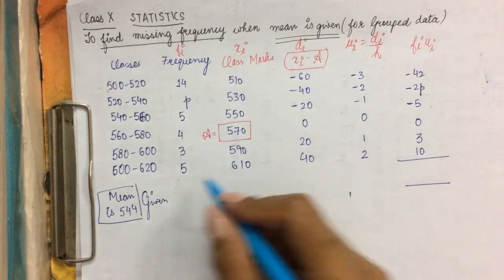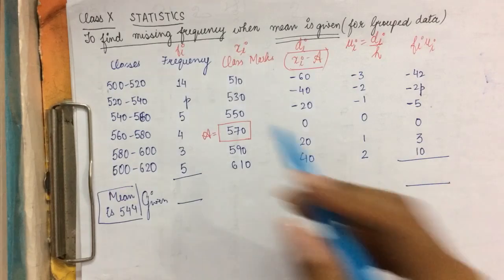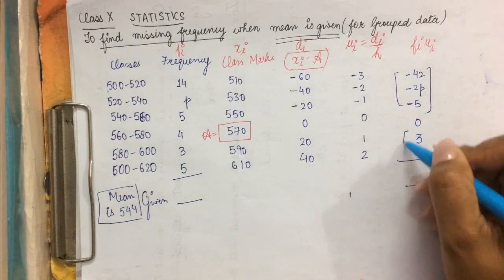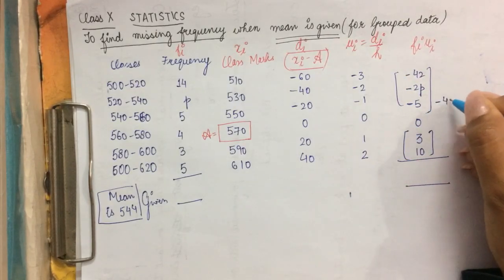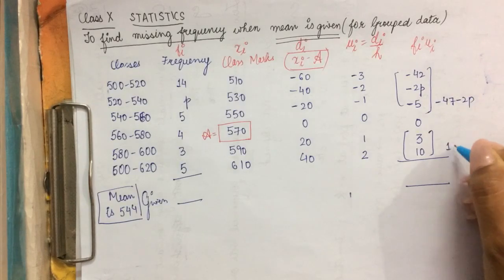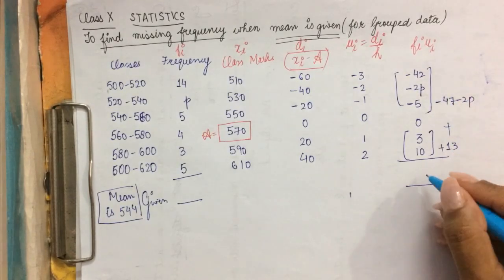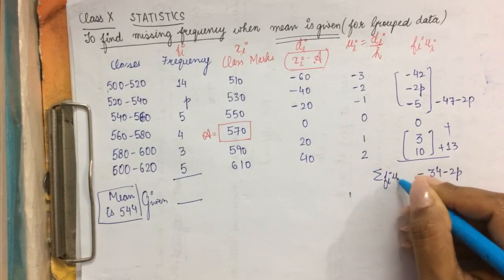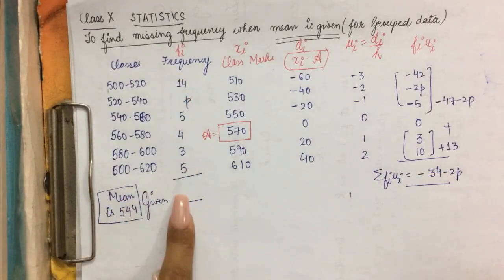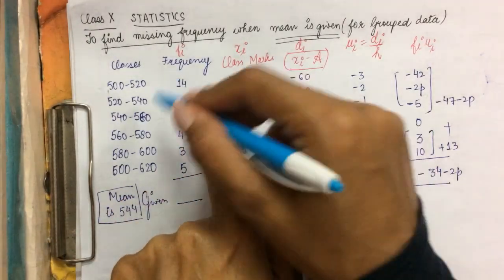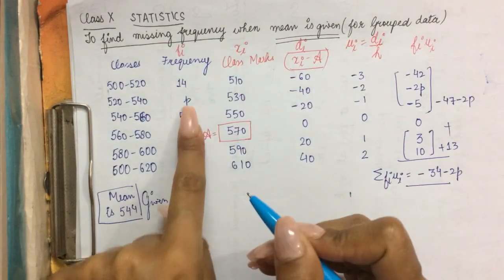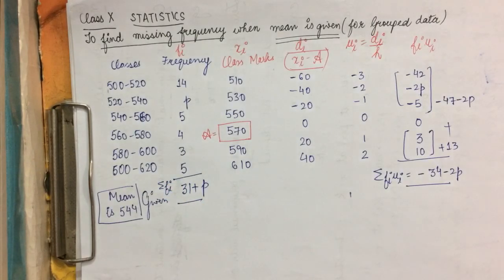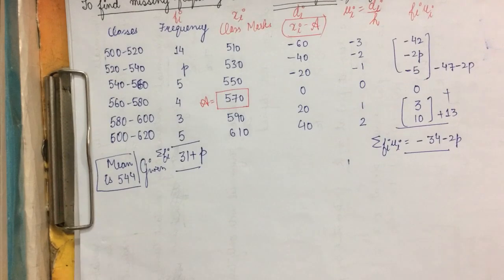Now I need the total for the products, sum of fi ui, and the frequencies total. So let's add these. I'll be adding in groups of positives and negatives. This becomes minus 47 minus 2p and this is positive 13. So adding these, I get minus 34 minus 2p. This is the total for fi ui's. For the total of the frequencies, separate the variable and add all the numbers. This gives me 31 plus the missing frequency p. This is summation fi. Now I apply the formula to find out the mean using step deviation method.